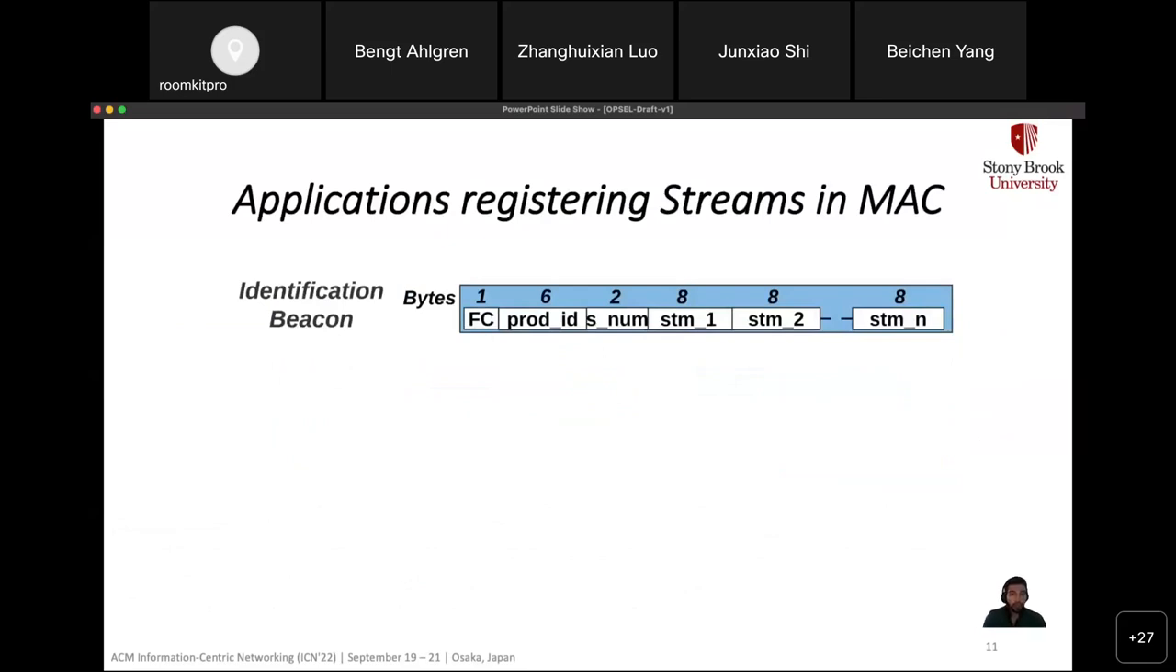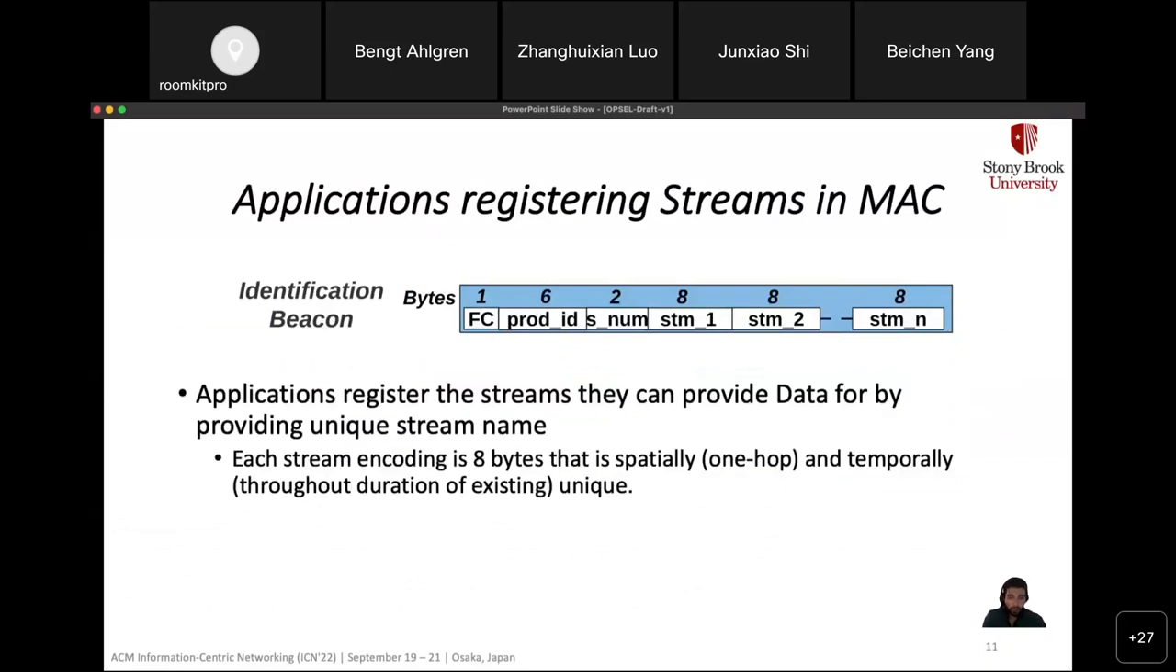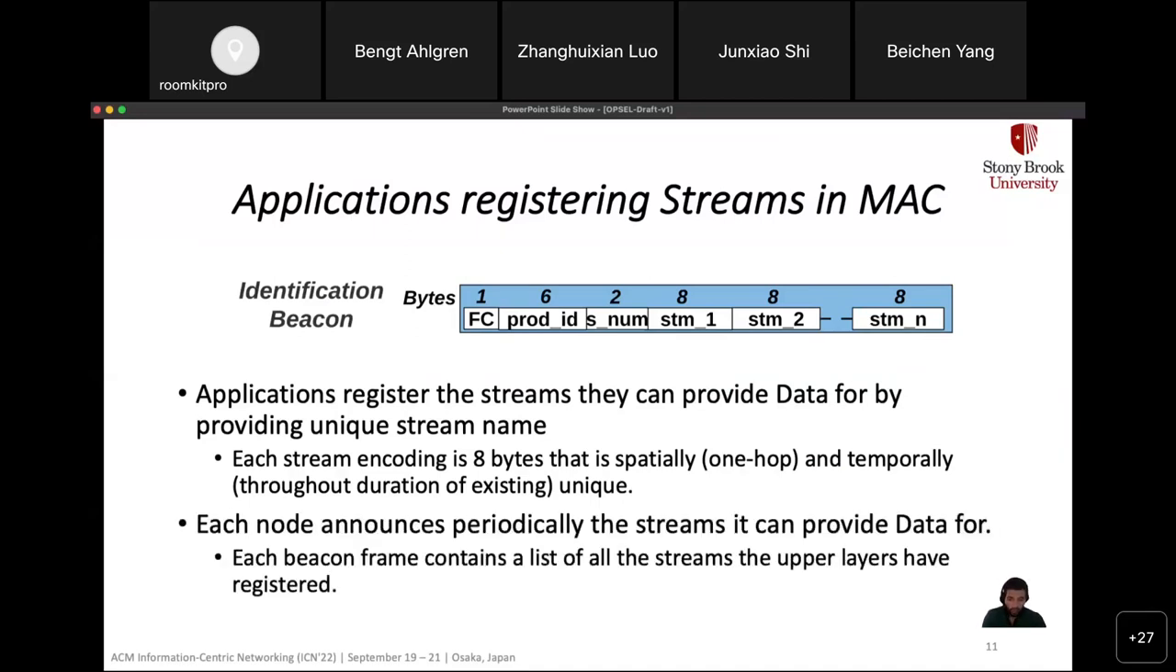The other part is applications registering in the MAC layer identification beacon. Essentially, applications register the streams they can provide data for by providing a unique stream name. Each stream encoding is 8 bytes, so we hash the unique name, a string that can be of large size, into 8 bytes that is unique one hop spatially and temporally throughout the duration of that stream's existence. It only has to be unique one hop. Then each node announces periodically what streams it supports as a producer. Each beacon frame contains a list of all the streams the upper layers have registered. So all the applications that can be producers register the streams they can provide for, and from there it is taken.